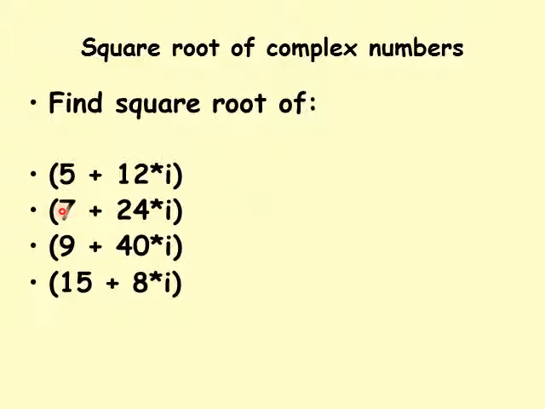So the square root of 7 plus 24i is plus or minus of 4 plus 3 times i. Okay, now let's look at another example.